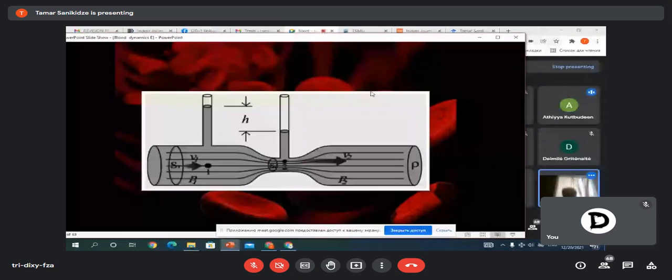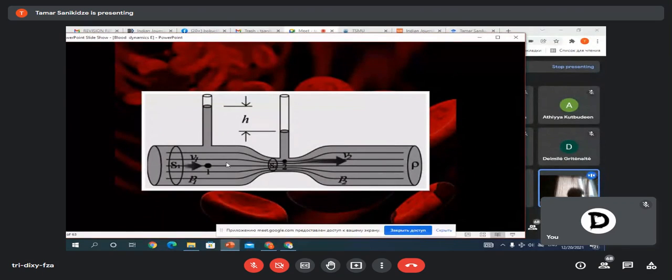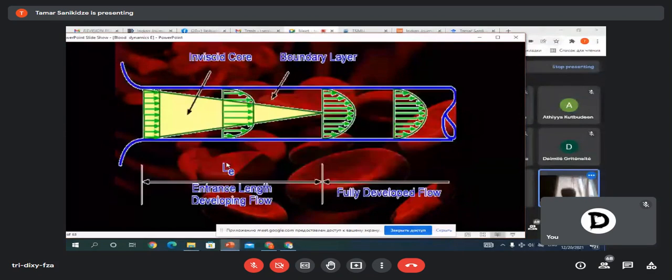You can see here where there is the atherosclerotic plaque, the speed will be increased, but the pressure will be decreased, according to the Bernoulli equation. What kind of flow will be in place of the atherosclerotic plaque? As the radius decreases, it will become turbulent.